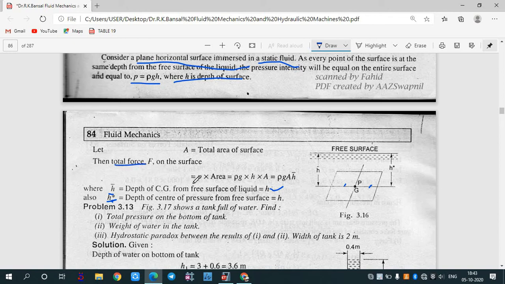So the total force is again, force is what? Pressure upon area. This we have already done. So the final formula was what? Rho g into A h bar. This is the total formula for the pressure force.